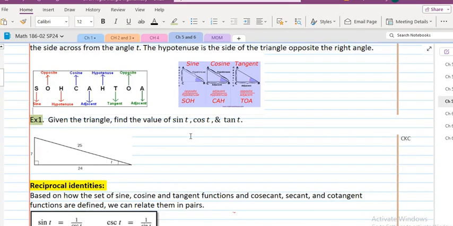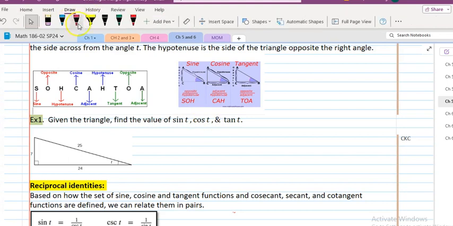Example 1. Use the right triangle SOHCAHTOA definition to find the values of sine, cosine, and tangent. So I'm going to write it down. This right triangle has, this is my angle T. If this is angle T, I know this is the opposite, opposite to T. So this is O. 25 is the hypotenuse and 24 is next to the angle, so it's adjacent. So sine T would be O over H. O, opposite to T, is 7. H is 25. So that is it. That's the answer.